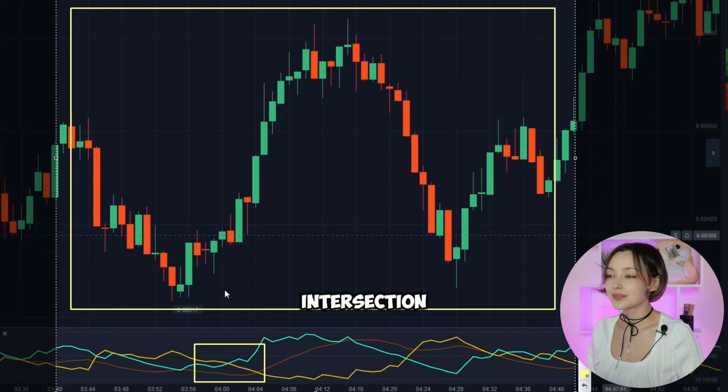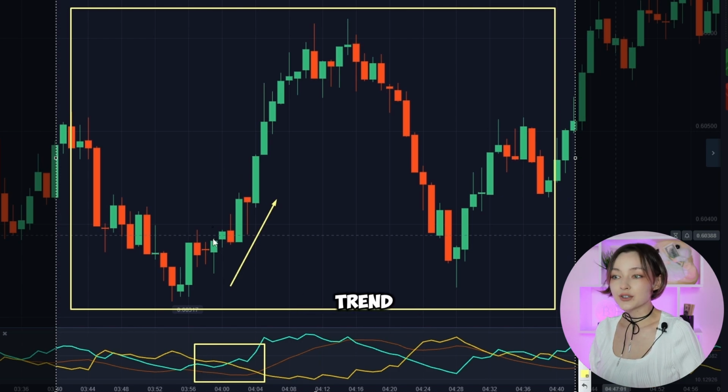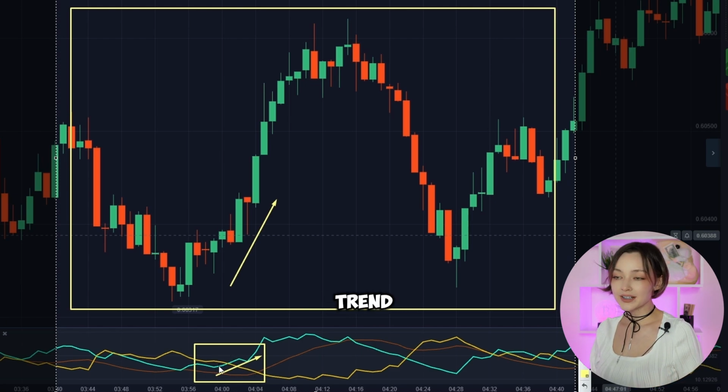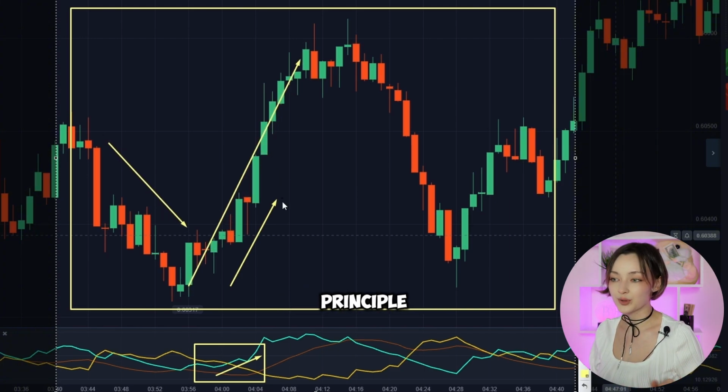At the next intersection, we can see a trend reversal. We can recognize this trend switch right at the intersection. Within this one, the blue line crosses the yellow line upwards. This means that the downtrend is turning into an uptrend. In case of a downtrend, things are vice versa, but alternatively following the same principle.